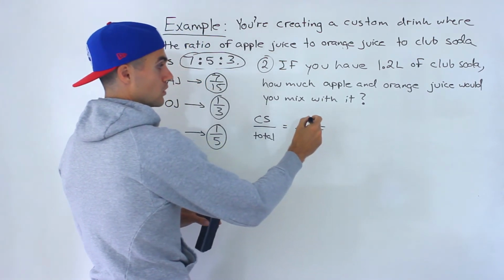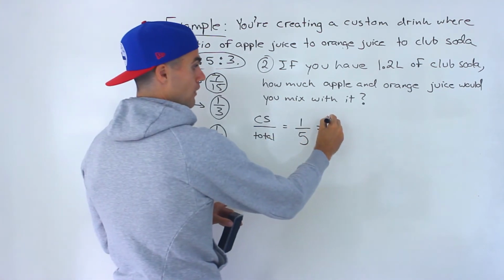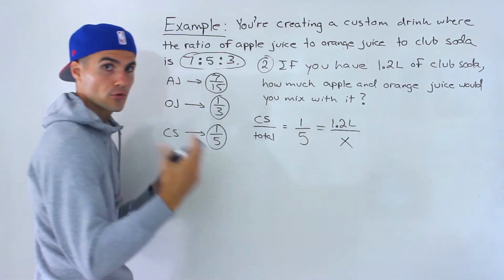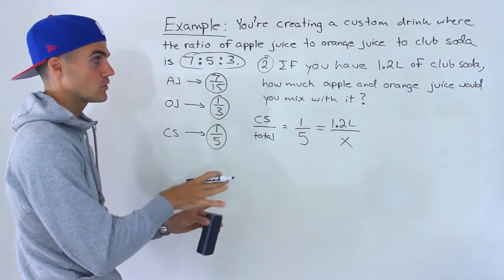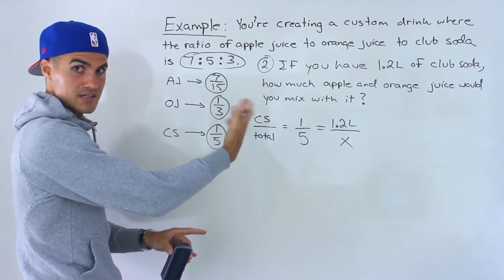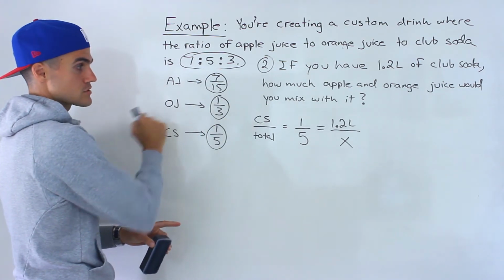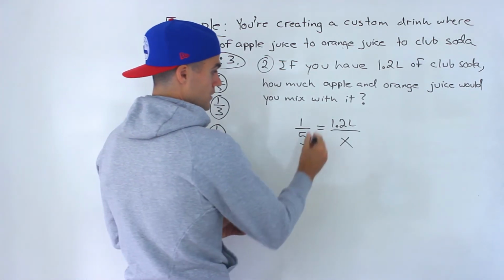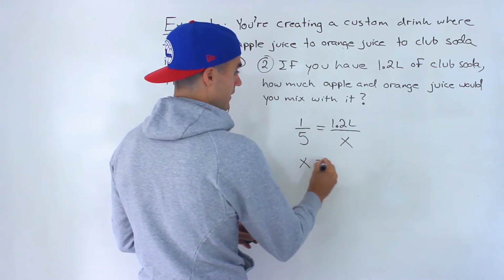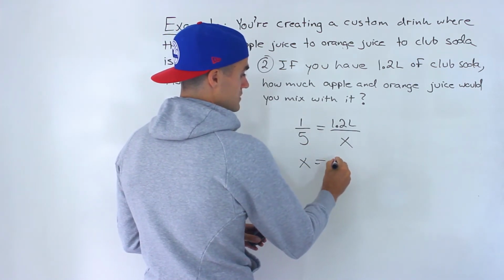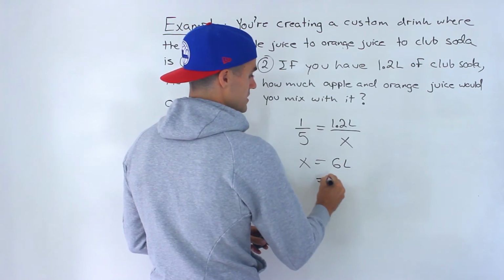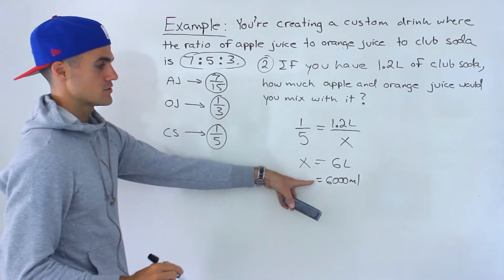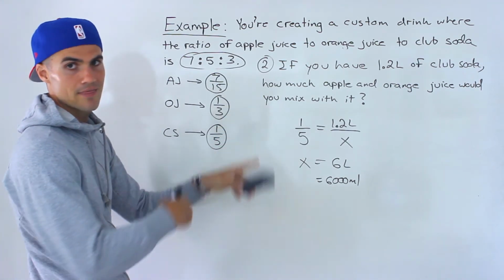So what we can do is we can find out, if we know that the club soda is 1.2 liters, we can find out what's the total amount of the drink going to be. And then once we know the total amount of the drink, we can follow the same process as we did in number 1 to find the amount of apple juice and orange juice. And so here, notice we have this equation. We can cross multiply. 1 times x is x, and then 5 times 1.2 gives us 6 liters, or 6,000 milliliters. Right, so I'm actually going to use the 6,000 milliliters to solve for these, and then I'll convert it to liters after.